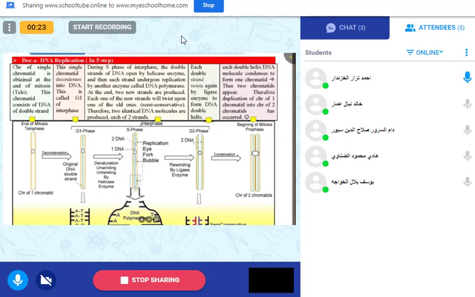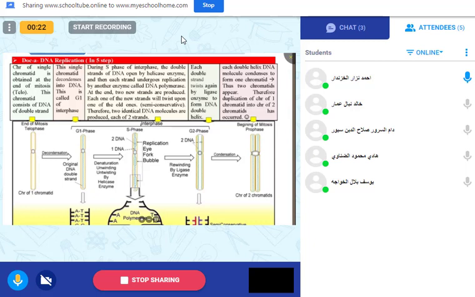Then why did you call it, Ahmed, semiconservative? Because you use an old one and you build with it a new one. Then now, when you have in the end two DNA molecules, each one of them contains an old DNA and a new DNA from both sides. But are they identical, Ahmed? Yes, identical. That's why you call it semiconservative, because in each DNA I have half new, half old. The next box, please.